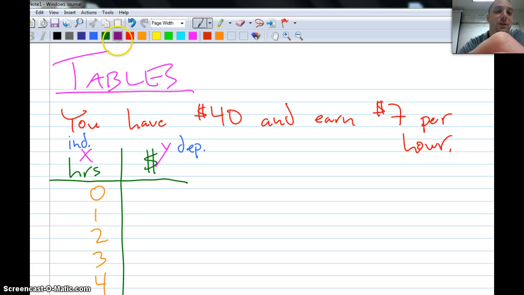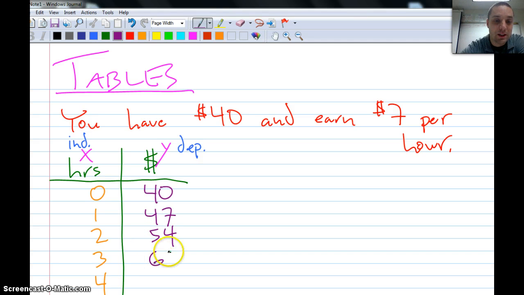So when you've worked 0 hours, how much money do you have? Well, you still got your $40. So 40 goes there as 0. Then with every hour that you work, you're earning $7 per hour. So after 1 hour of work, you now have a total of $47. After 2 hours of work, 47 plus 7 is 54. You have $54. After 3 hours, add another 7 onto that. That's at $61. And after 4 hours of work, add another 7 onto that. You're going to have $68.